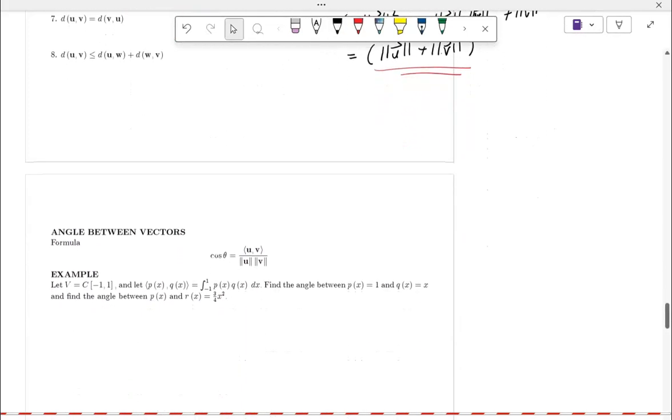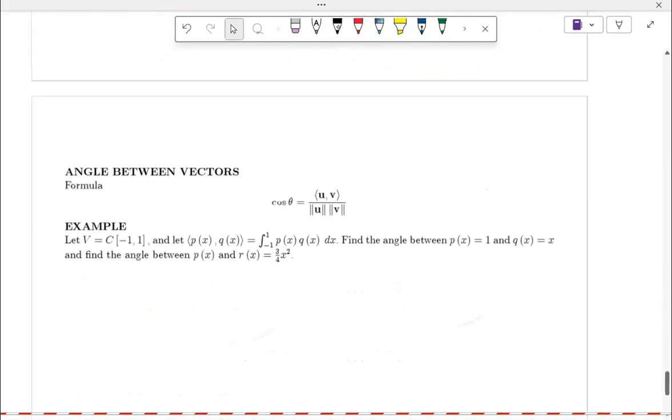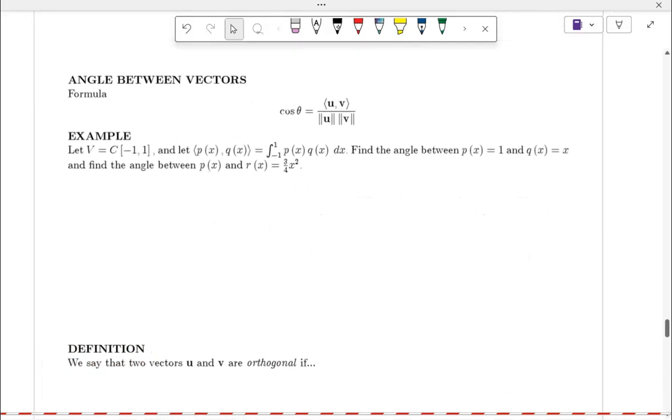Let's go on to do an example of angle measure that uses a little bit different inner product. We'll just do one of these and not both. I'll leave the other one for practice. We've talked about how this integral of the product of two functions defines an inner product on a function space, in particular the continuous functions from -1 to 1.